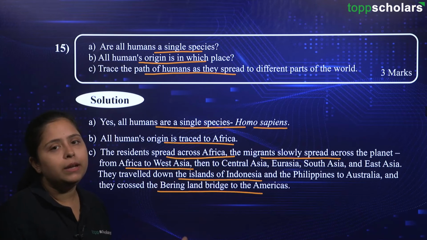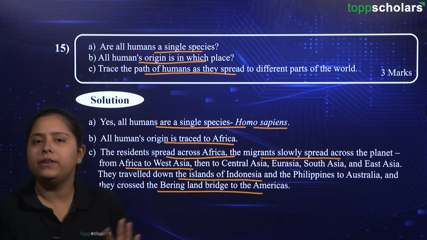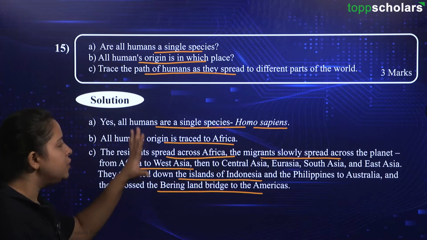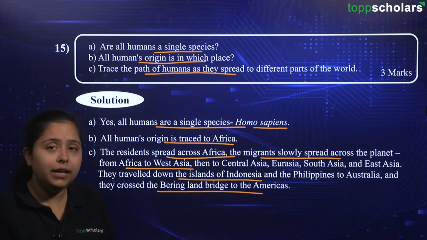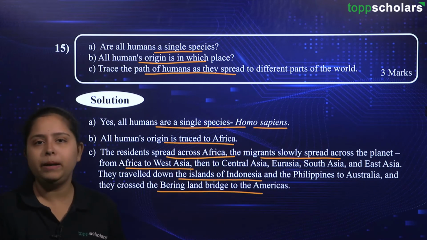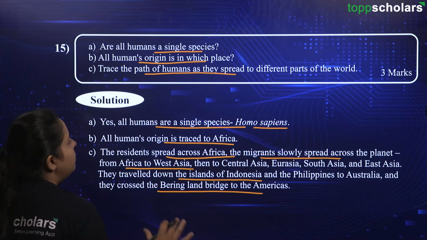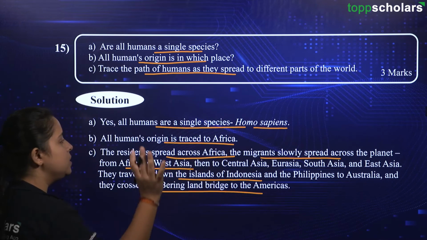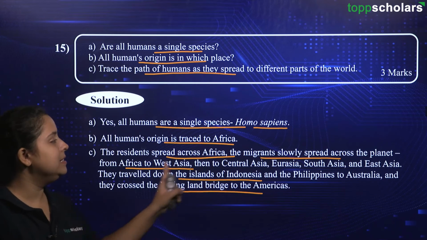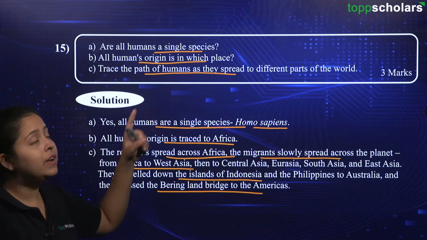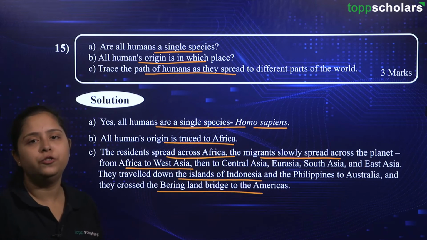Questions from this topic are not very much being asked in your previous year papers. So you should remember at least this much information, so that, if you are lucky, you can attempt such a question in your paper. Please remember, all human beings are a single species, that is Homo sapiens. All humans' origin is traced to Africa, and this is the path by which they have spread to the different parts of the world.